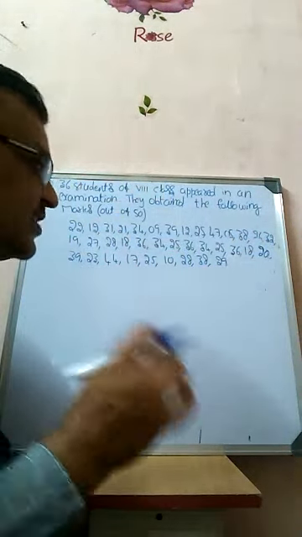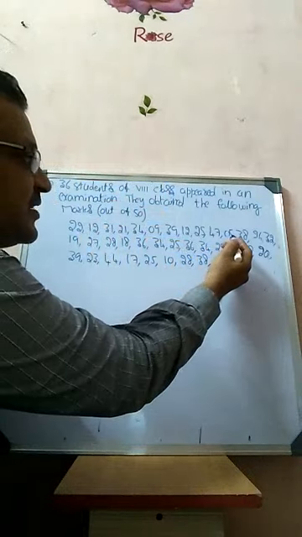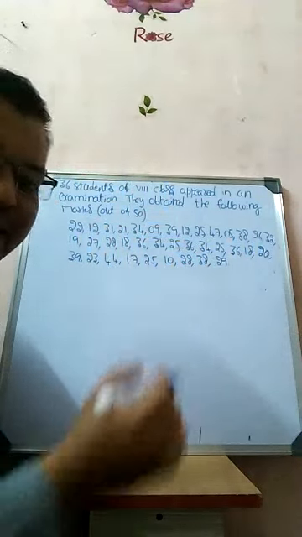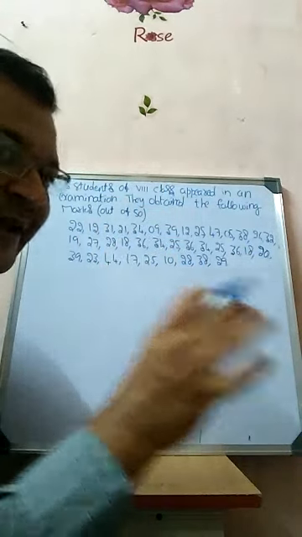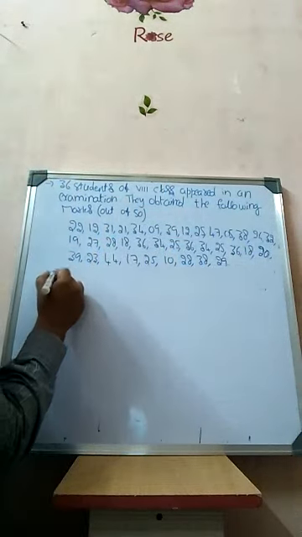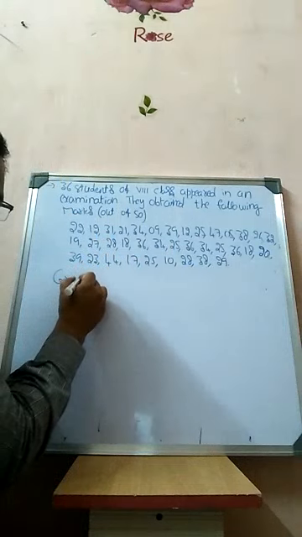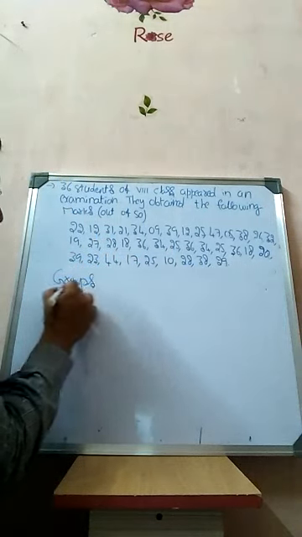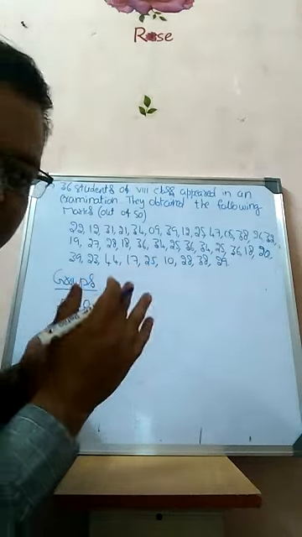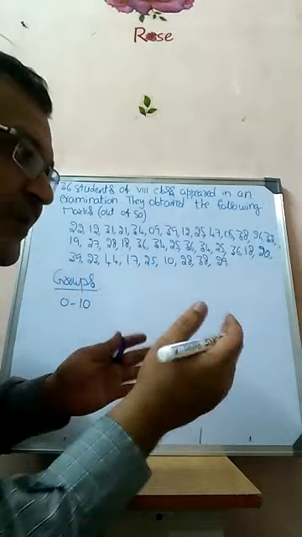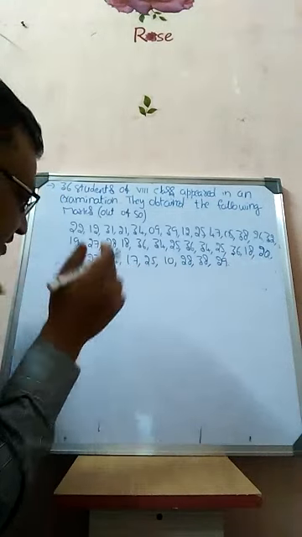What groups are they? Observe the least value. The least value is 5 and the highest value is 44. That means I will divide these observations into 5 groups. The first one is 0 to 10. That means in between 0 and 10, including 0 and 10, how many students got marks? So this is the first group.